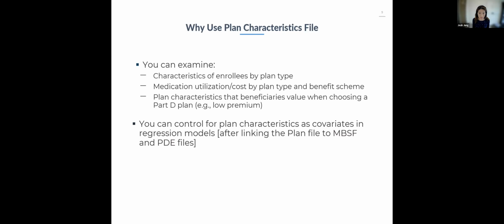And also, in my case, most of the time I do buy a plan characteristics file, even though I don't have a specific interest, because I always include plan types or some other characteristics as covariates in my regression model. And oftentimes that's my justification. And of course, you have to link a plan file to MBSF and PDE files.